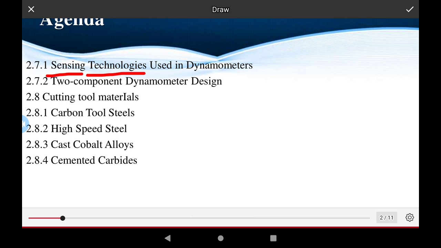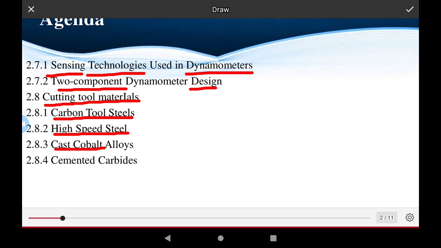Sensing technologies used in the dynamometer, two component dynamometer design, cutting tool materials: carbon tool steel, high speed steel, cast cobalt alloy, and cemented carbide. These are the topics presented in this video.